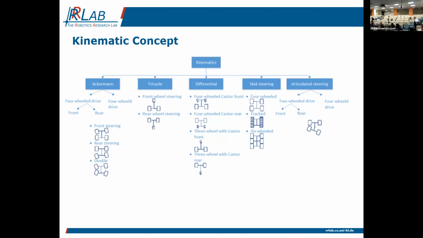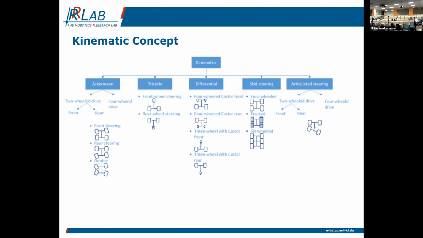To introduce the different possibilities of the kinematics of the robot, I will show you the different possibilities we have compared with each other. We are starting with Ackermann kinematics, which we researched with 4-wheel drive and 2-wheel drive. Also, we thought about tricycle, which was rear and front wheel driven, and also a differential steering with these 4 different possibilities with caster wheels.